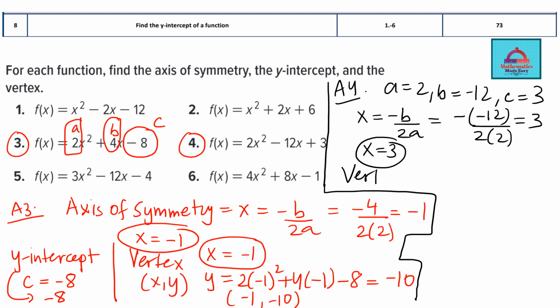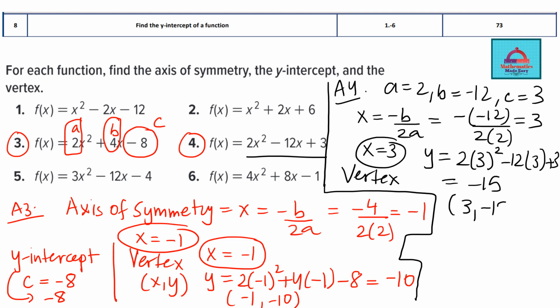Let's find the vertex by putting back in this equation. So y is going to be 2 times 3 square minus 12 multiplied with 3 plus 3. Simplify, solve, and this comes out to be minus 15. So the vertex is 3 comma minus 15. Now comes the last thing, which is the y-intercept, and by now you must have got an idea that it is nothing but the value of c. So your y-intercept is at c equal to 3. So this completes your solution.